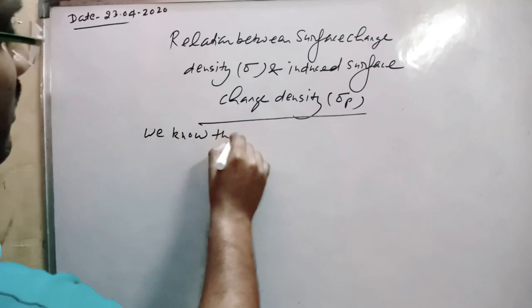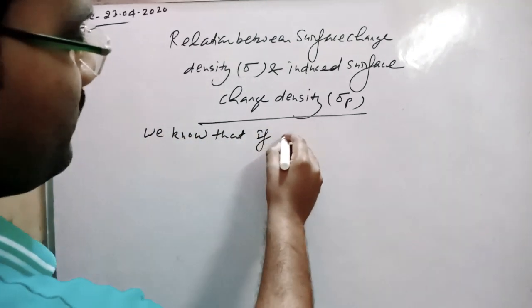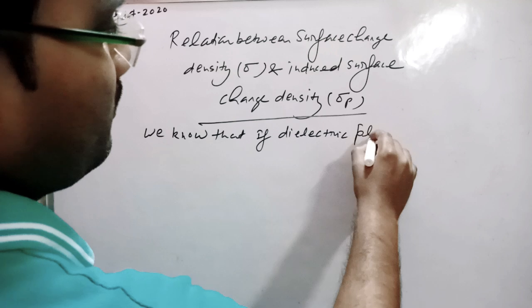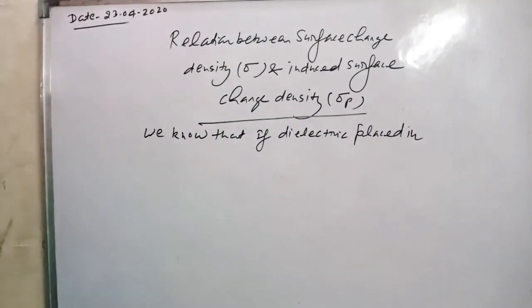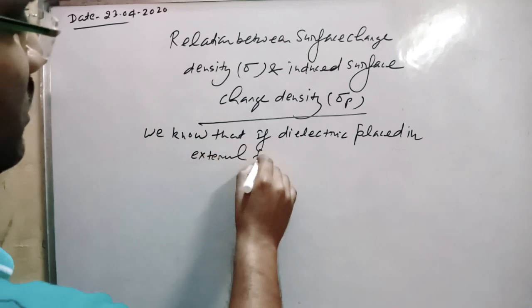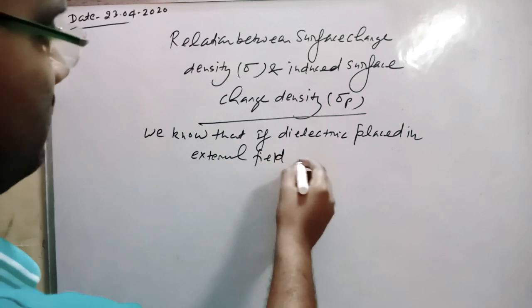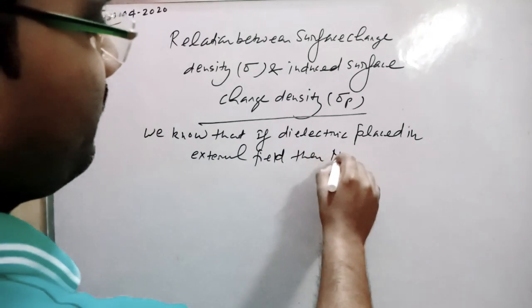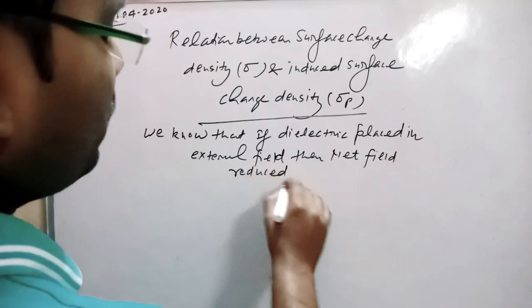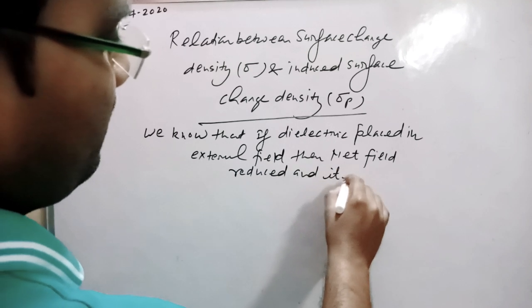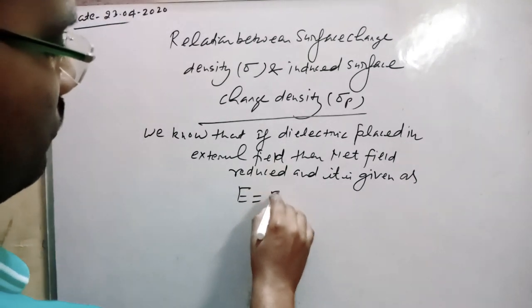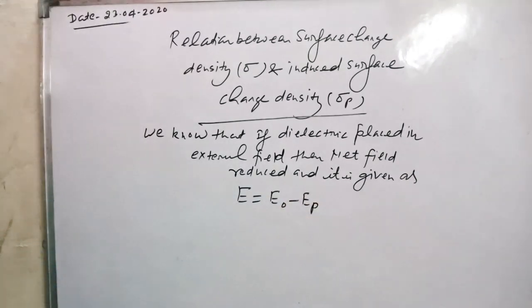We know that if a dielectric is placed in an external field, then the net field is reduced, and it is given as E is equal to E naught minus EP.